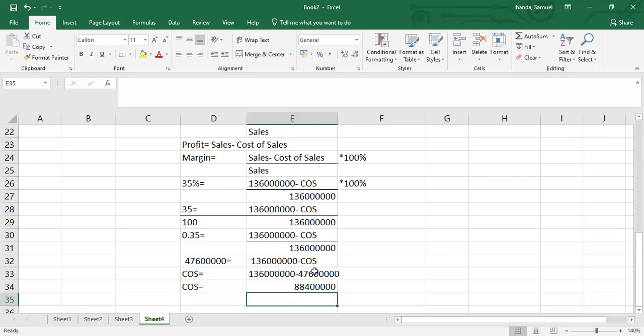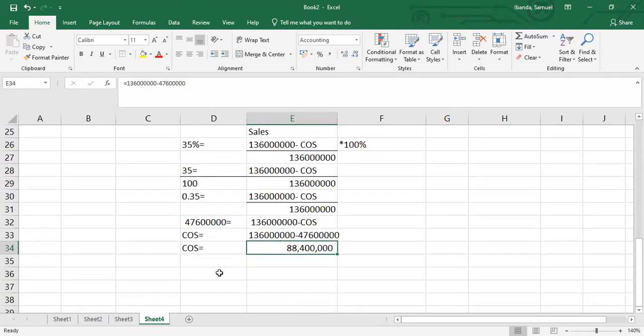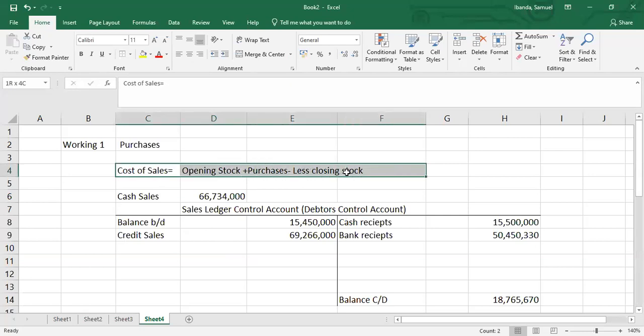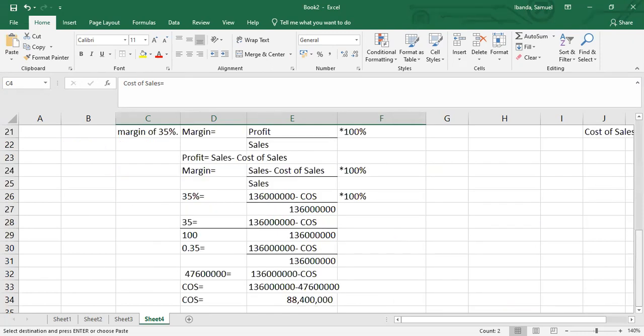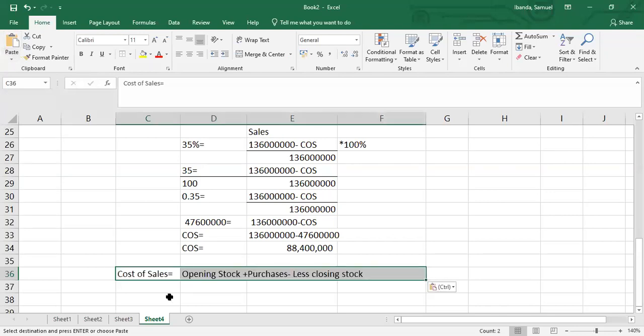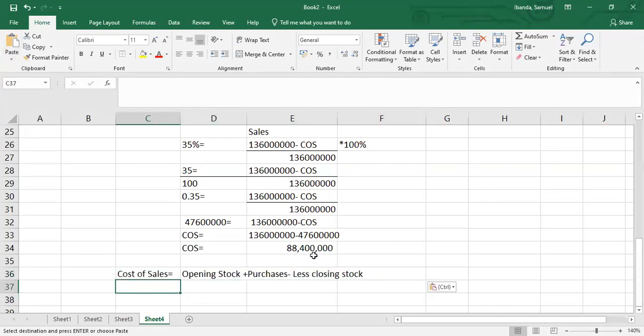So this is what I have, and this is my cost of sales, friends. Now, why did I have to first find the cost of sales? Remember what I stated up here, where I said that cost of sales is equal to opening stock plus purchases less closing stock. Okay, so I now have my cost of sales right there.